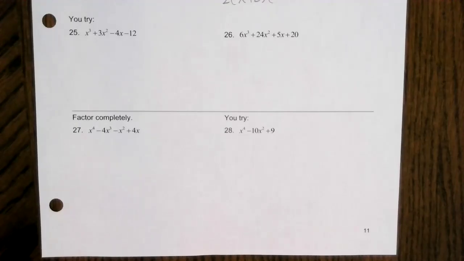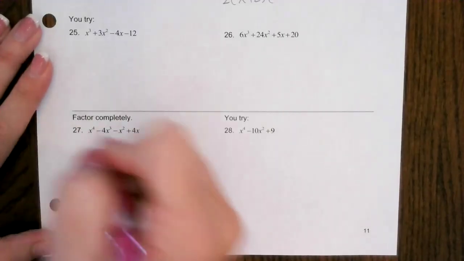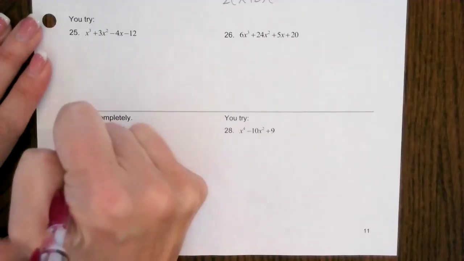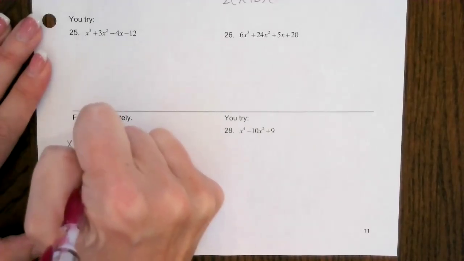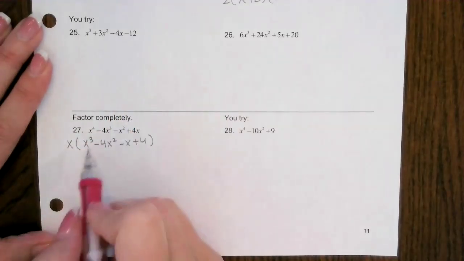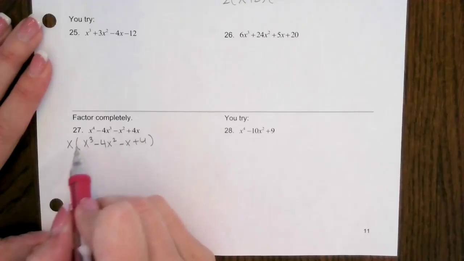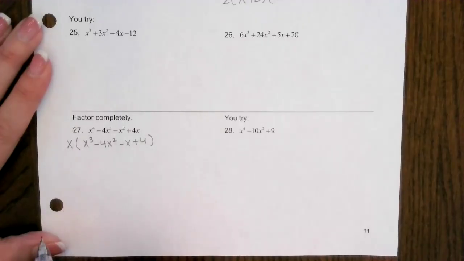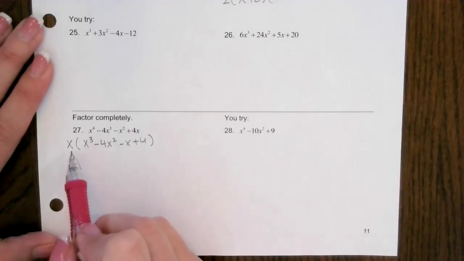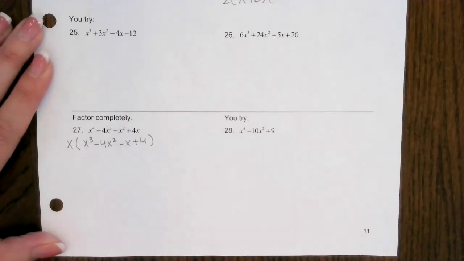All right, and for our last one, I told you we would get to a point where we got to an x to the fourth as well. So this one is an x to the fourth. Now it's a greatest common factor of x in all of these. So I start by factoring out my x. X times x cubed is x to the fourth. X times negative 4x squared gives us that negative 4x cubed. X times negative x gives me that negative x squared. And x times 4 gives me that 4x. So I factored out that x.